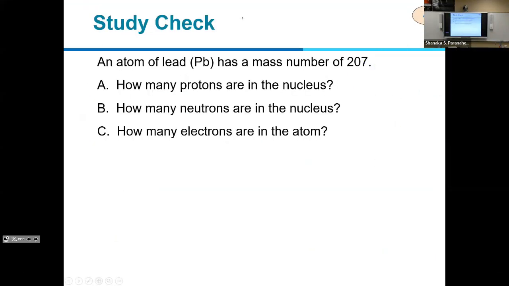Okay, so this is the same question given in the table. So for 207, how many protons, how many electrons, and how many neutrons? The nucleus has 82 protons, and then the neutrons are 207 minus 82. So it's 125. And the electrons equal the protons because it's a neutral atom.